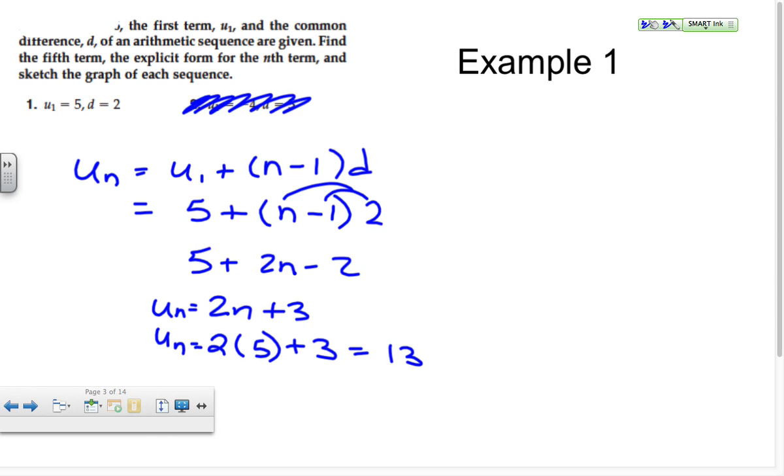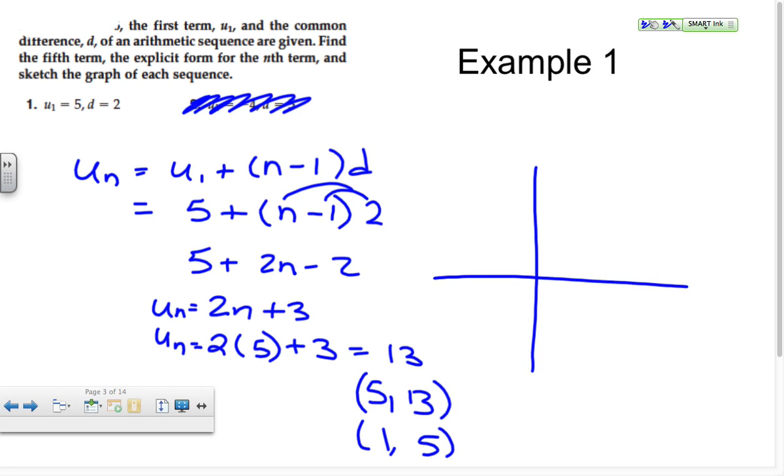If I were going to graph this as an ordered pair, it would be graphed as (5, 13). I may want to also graph the first term, which is (1, 5). I'm not even going to draw all of the lines on here because it's not a very good graph. (1, 5) would be about right there, and (5, 13) would be about right there. They're ordered pairs. You will notice they do form a line. All arithmetic sequences do. We'll talk more about that tomorrow.